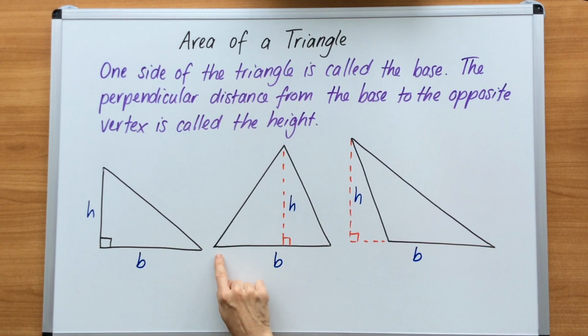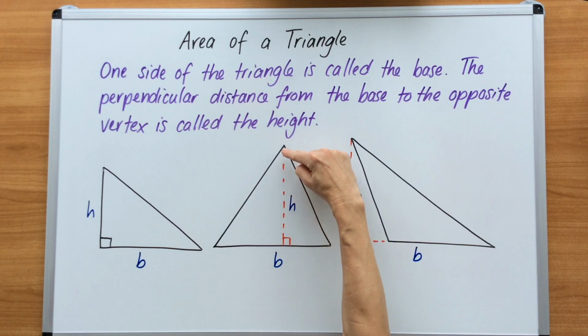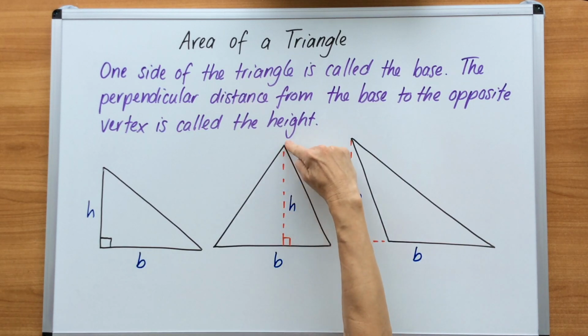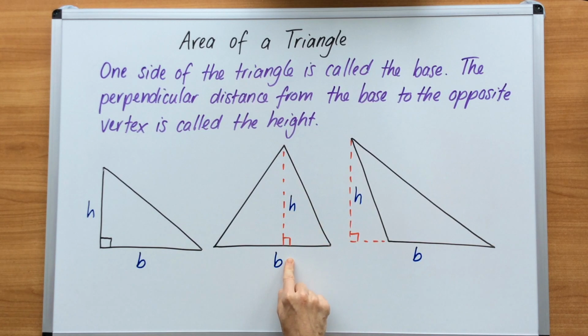In this example we have the base here, and through the center of the triangle we have this red dotted line with a right angle. This is a very good indication this is the height. It's running from the base, the perpendicular height, to the vertex. So this is the height and this is the base.